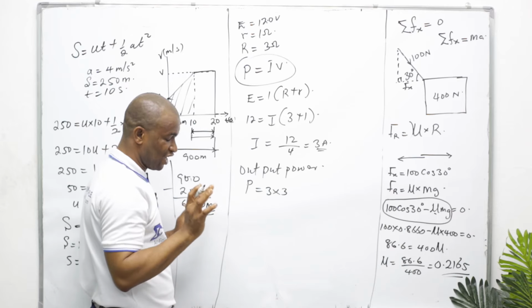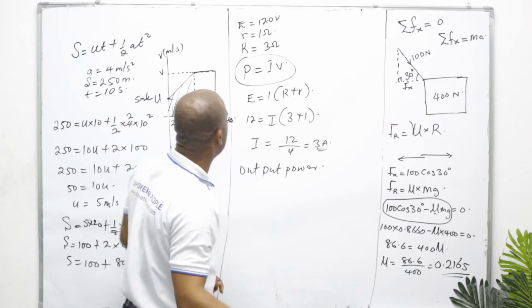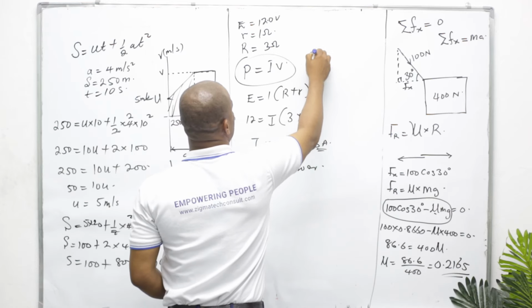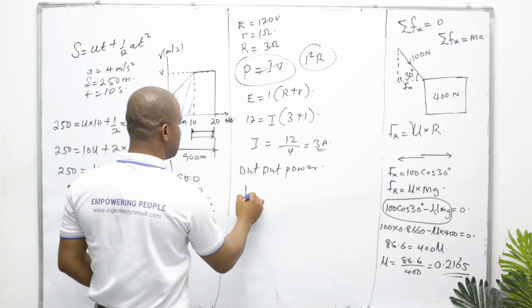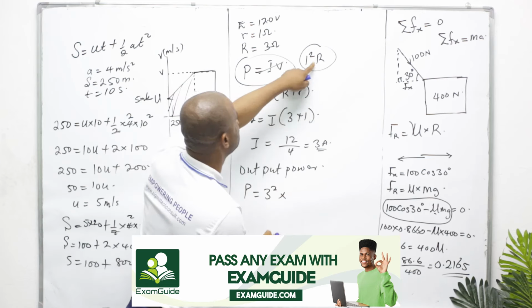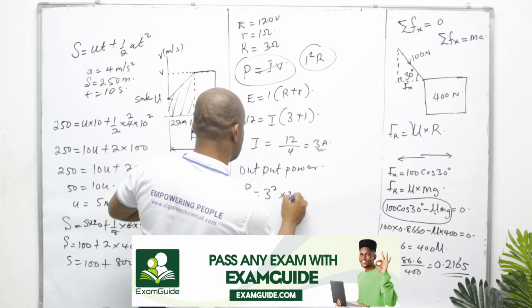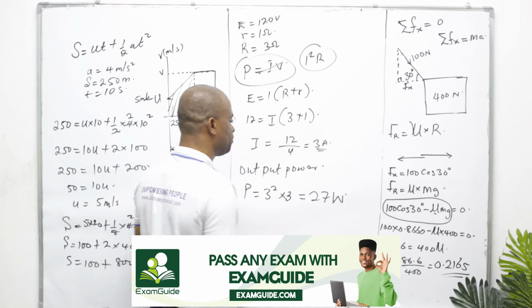Oh, sorry, I'm not using this V. There is a formula for power also, which is given as I squared R. This is what I'm looking for, not this. So I'll say P is equal to I, which is 3, squared, times capital R, which is 3, which is 9 times 3, which is 27 watts. This is the output power.